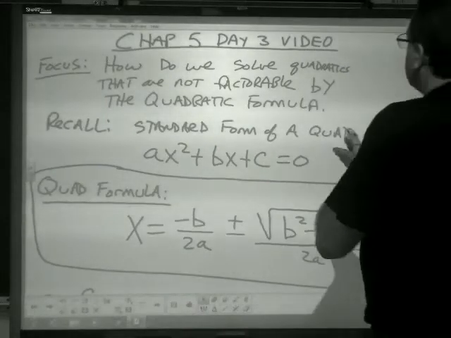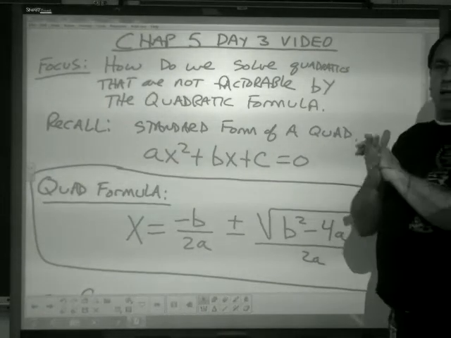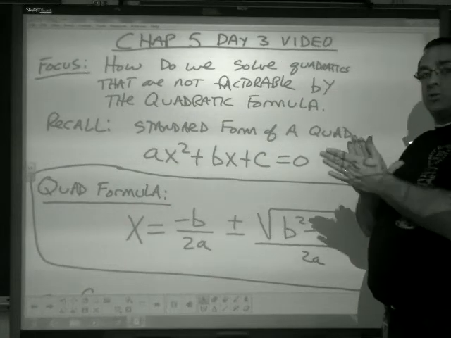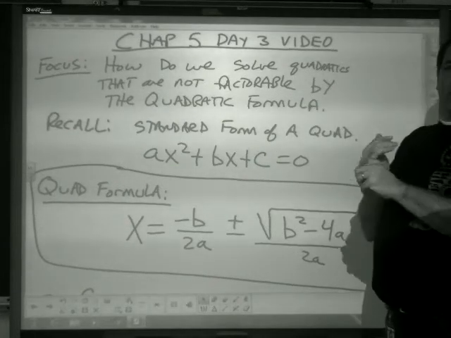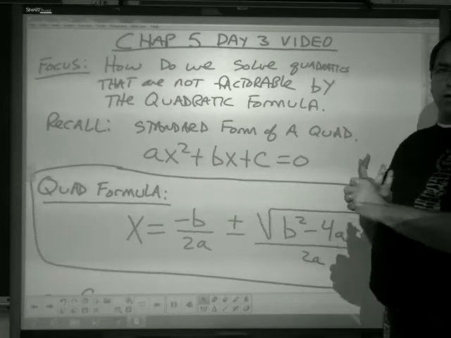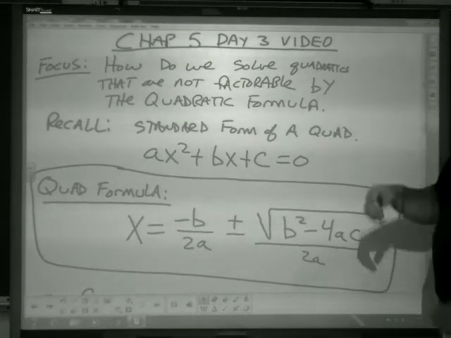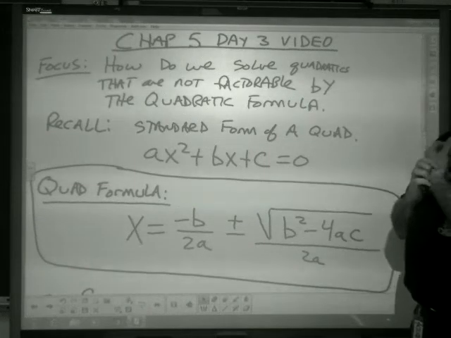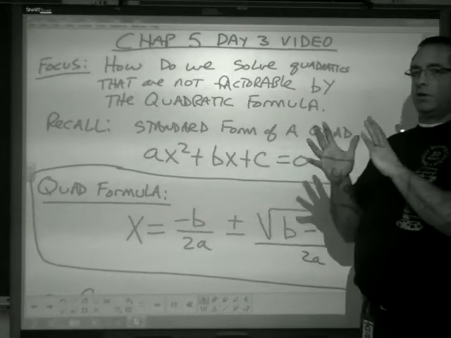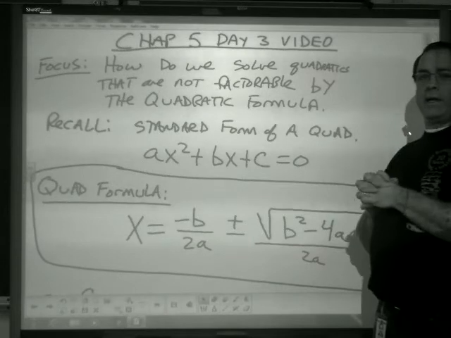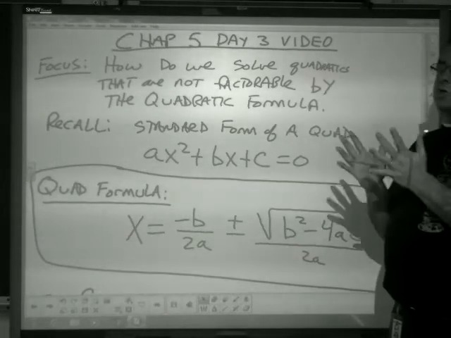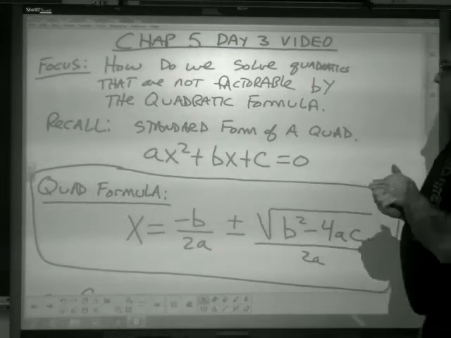All right, Chapter 5, Day 3. Past 2 days we've been doing completing the square work, completing the square regular, completing the square with circles, but it's all about quadratics that aren't factorable. Well, remember on the first day we talked about there's some situation in which completing the square might not be too beneficial? There's another method that we can use.